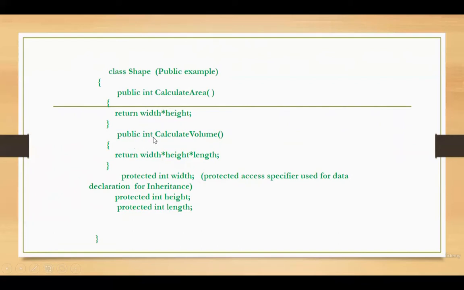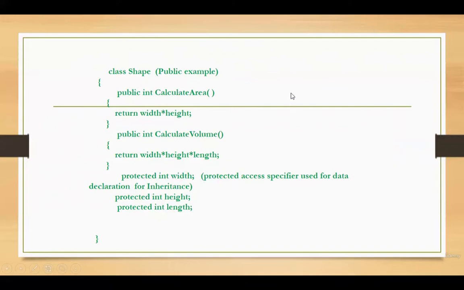There is another method called public int CalculateVolume that calculates the volume of a cube, that is length times width times height, and this is CalculateArea, which is width times height, so it could be for a rectangle. Now if you are using the same with the inheritance process, then we have to use protected for each of these fields, length, width, and height. Otherwise public would have been enough. So this is an example of public.